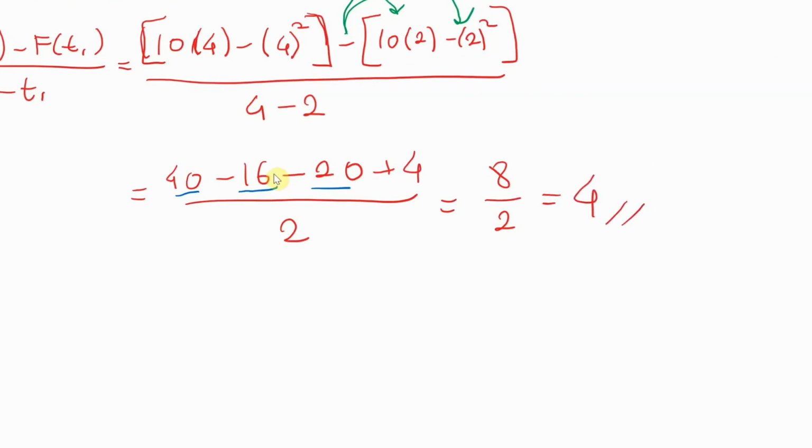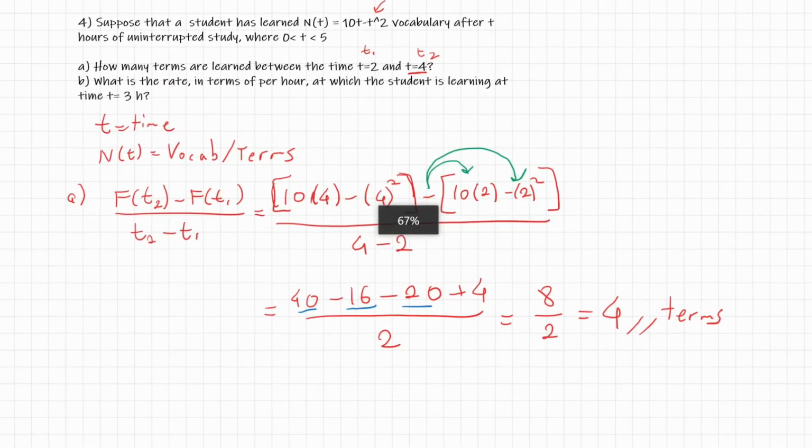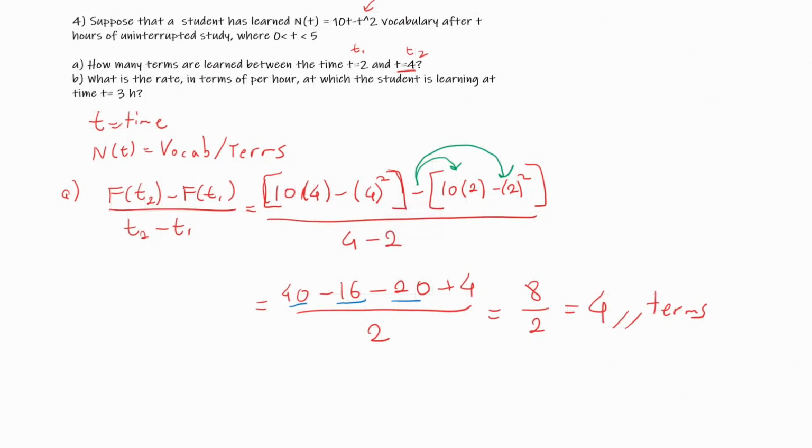So I can say she learned basically 4 terms, because that's what we found. It's asking for how many terms she learned: 4 terms between the times 2 and 4.